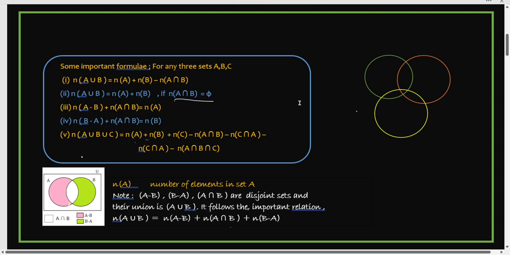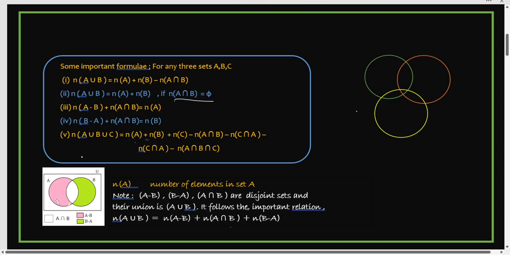These are important formulae, and I wanted to refresh them. n(A union B), the number of elements of A union B, is the number of elements of the individual sets minus the intersection elements. If the intersection is a null set, that means no elements are common, then the elements are simply added. And you can see the third one is n(A minus B).